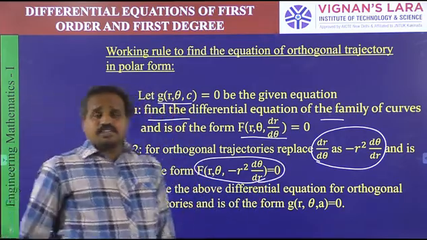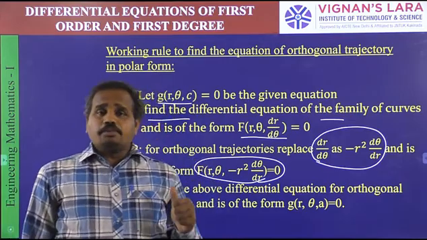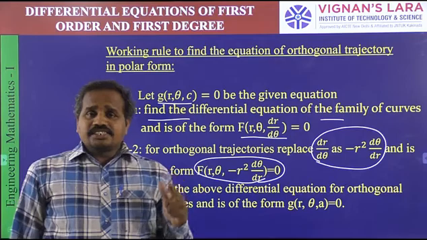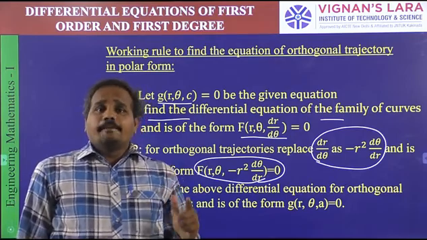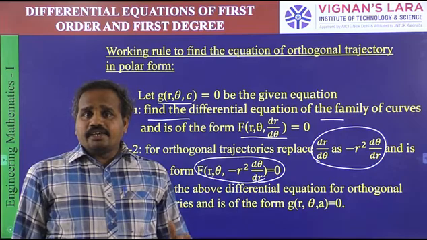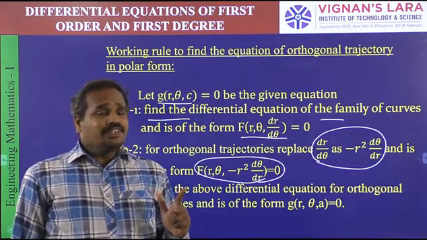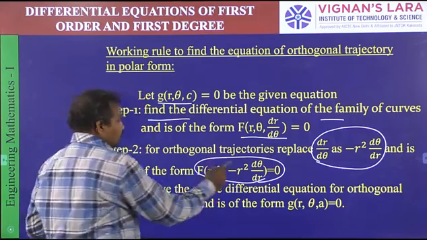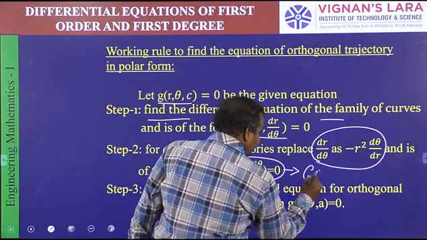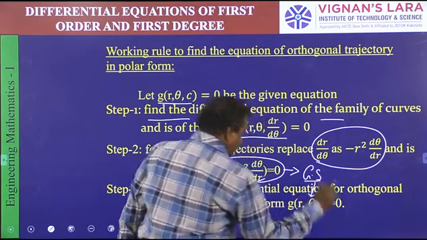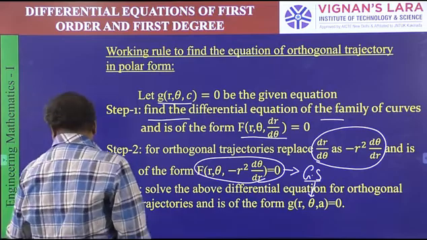Here also 3 steps are required. What are those 3 steps? First, framing the differential equation by eliminating the arbitrary constant. In the second step, for orthogonal trajectories, replace dr by d theta with minus r square d theta by dr. In the third step, we evaluate the general solution of the second step. What is the second step? This one. For this, we evaluate the general solution, and the general solution is of the form g of r comma theta comma a is equal to 0.